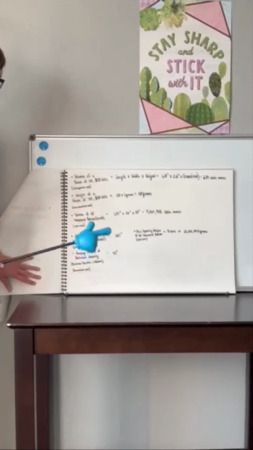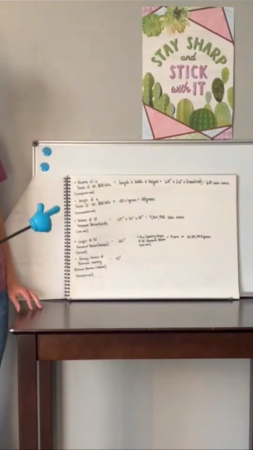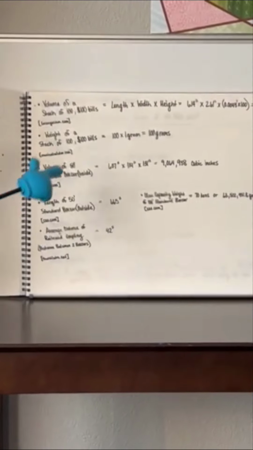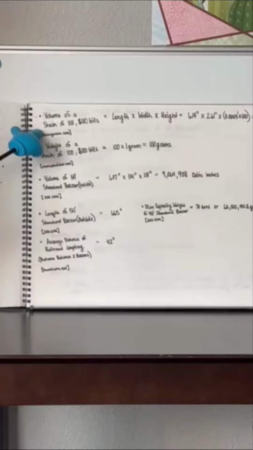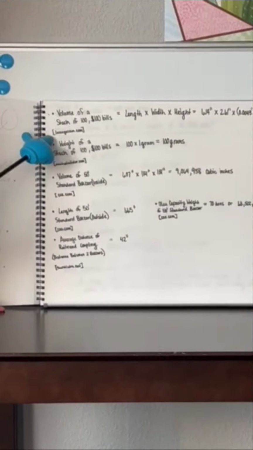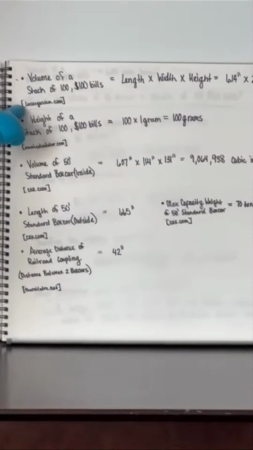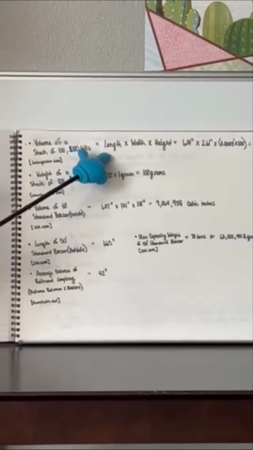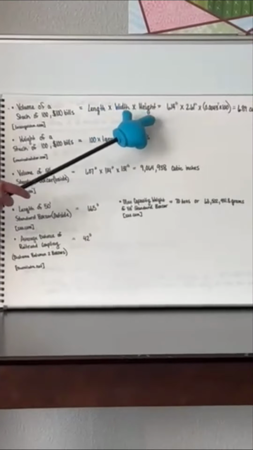So first, we need to start with understanding all of the dimensions of our math problem. First, we're going to begin with the volume of a stack of $100 bills. This information comes from LasVegasSun.com. The way that we're going to find the volume of this stack is we're going to take its length times its width times its height.